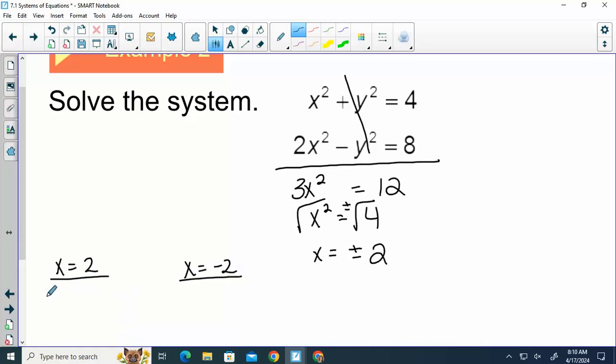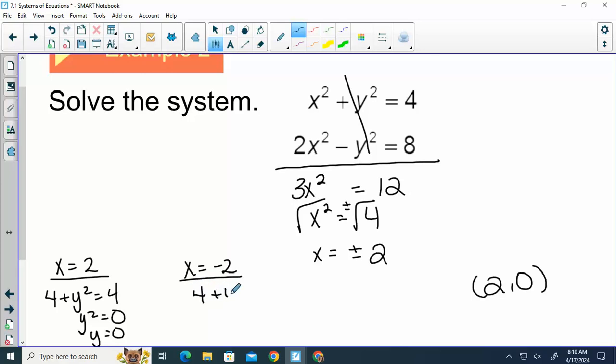If I put in a 2, if I just go to the first one, 2 squared is 4, plus y squared equals 4. So y squared equals 0. Square root plus or minus, but plus or minus 0 is just 0. So 2, 0. We put in negative 2. Negative 2 squared is still 4, plus y squared equals 4. So we again get y equals 0.